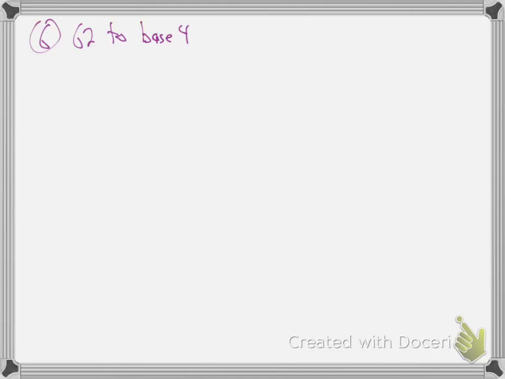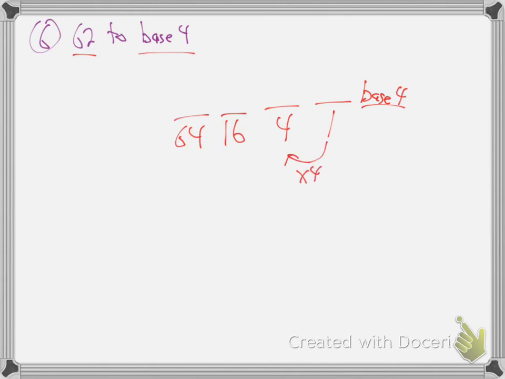Okay, we're on number 6. Convert 62 to base 4. Well, let me write out the base 4 places. The 1's place, 4's place, 16's place, 64. Now, how am I doing that? Remember, this is base 4. You start with 1. You go times 4, times 4, times 4. Until what? Until you get more than you need.